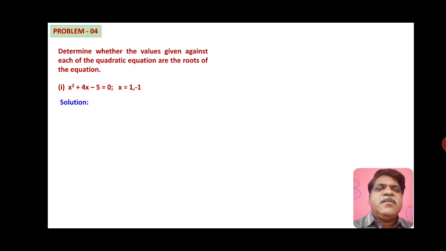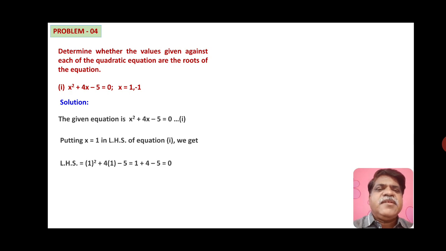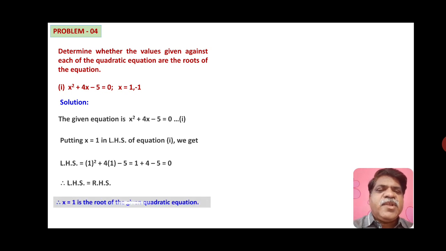Friends, here it is given that x square plus 4x minus 5 is equal to 0, equation 1. Putting x is equal to 1, the first value of x, in the LHS of the given equation 1, we will get LHS is equal to 1 square plus 4 into bracket 1 minus 5, which will be 1 square is 1, plus 4 into 1 is 4 and minus 5. So 1 plus 4 is 5, 5 minus 5 is 0. So LHS is 0 and RHS is already 0. Therefore, LHS is equal to RHS. Therefore, x is equal to 1 is the root of the given quadratic equation.